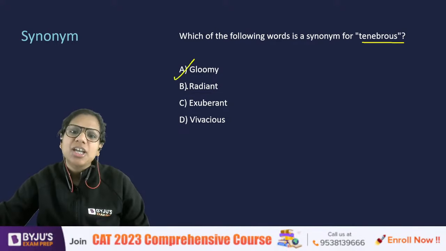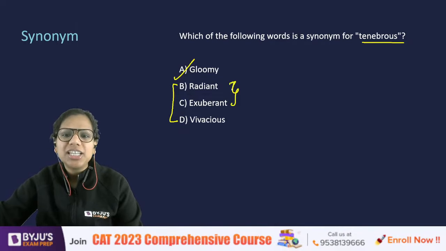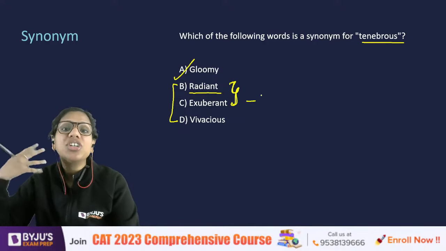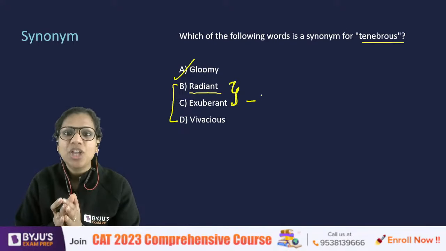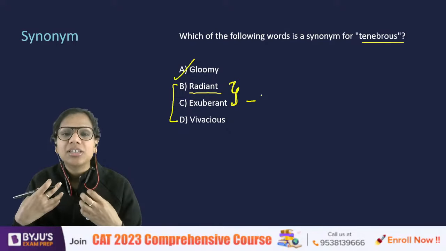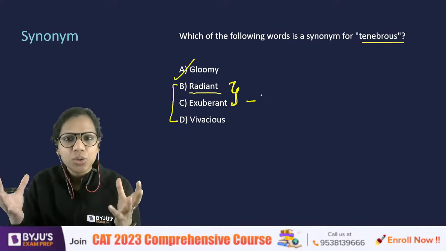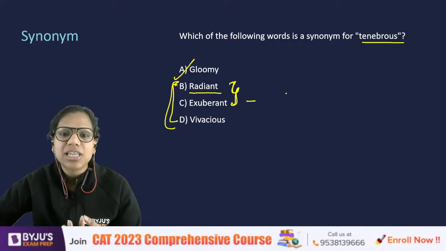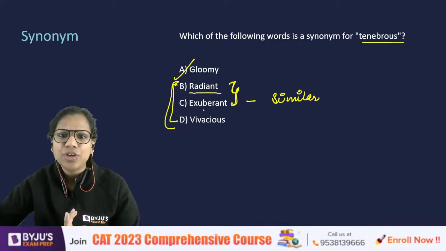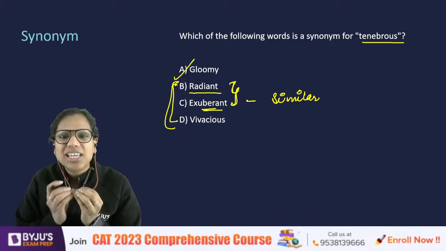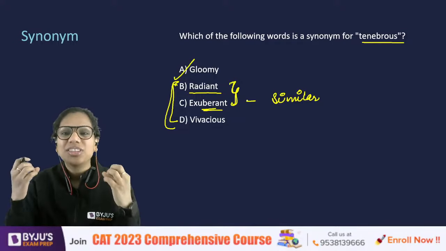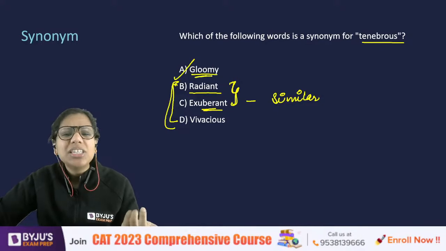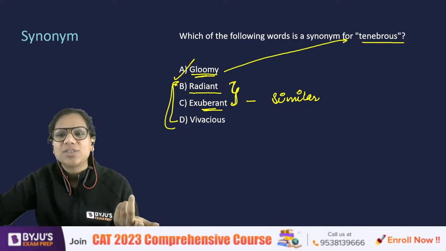Absolutely correct. Gloomy is the answer because all these three are synonyms. Radiant, something that's shining. Exuberant, someone who's really happy, as if they're oozing out this happiness. Vivacious, full of life. If someone has a radiant personality, they're very exuberant and vivacious. So these are synonymous ideas. Gloomy is the only one that is very different from these three, and that's why that is my answer.